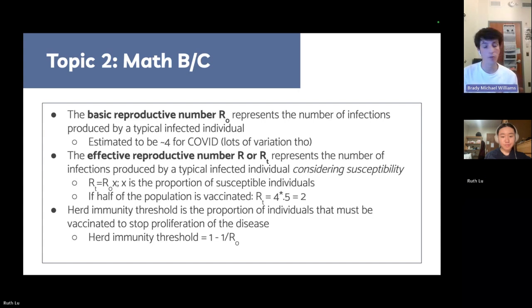We can also use this number to calculate the herd immunity threshold, and this is the amount of vaccination, so the proportion of the population that needs to get vaccinated in order to stop the proliferation of the disease. So if you reach the herd immunity threshold, you will get a stagnation of cases or a decrease in the number of cases. It doesn't necessarily mean you get no new cases. It just means you're getting people getting better more than they are getting sick, right? And that threshold can be calculated by 1 minus 1 over R naught.